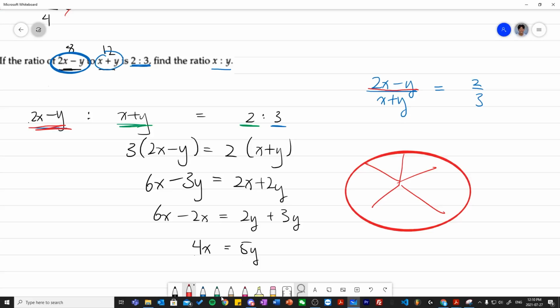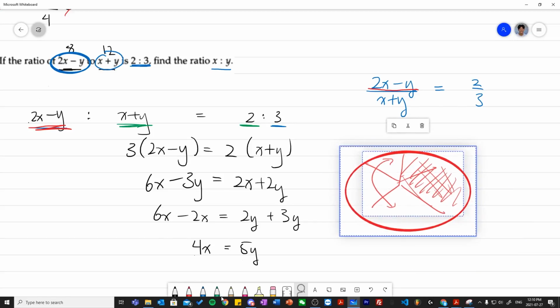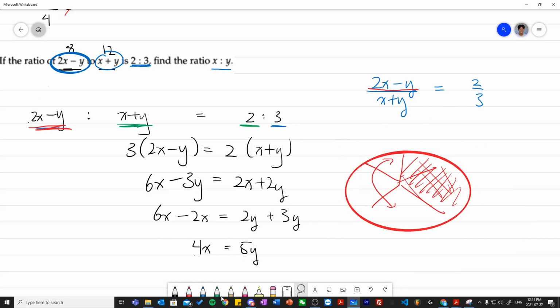2x minus y would cover up two slices of this pizza or whatever, and x plus y would cover up these three slices. All right, so that's the whole concept of ratios. It's more about how large they are relative to each other. Okay, how big they are compared to each other.